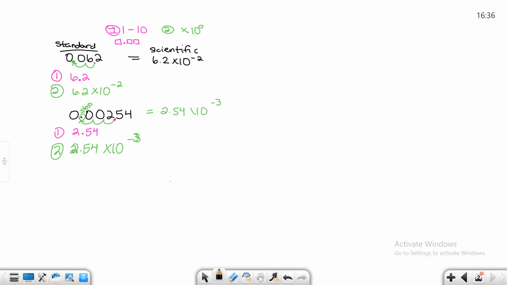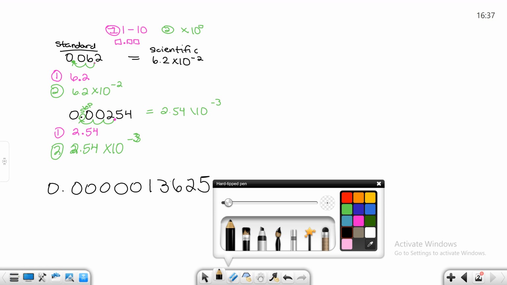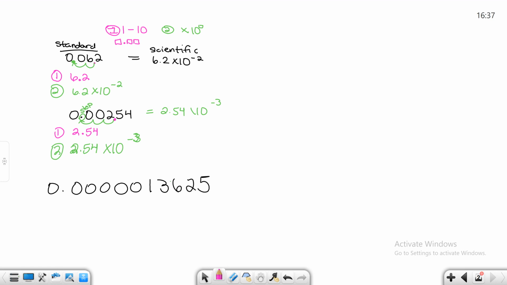All right, let's go ahead and try one more. And so again, my very first step is to write that number as a number between 1 and 10. So I know that I can put my decimal here, 1.3625. And you want to make sure you write all of that out.